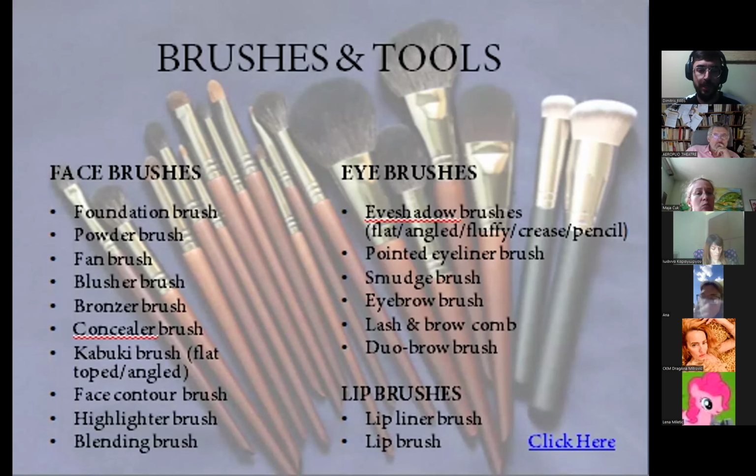Highlighter brush is usually made out of natural bristles and is small in size. It has a tapered and elongated bristle shape that makes it perfect to apply powder highlighter on the highest points of the face. And the blending brushes are made using natural bristles that are fluffy in appearance. They are used to blend out any harsh edges for a more seamless effect.